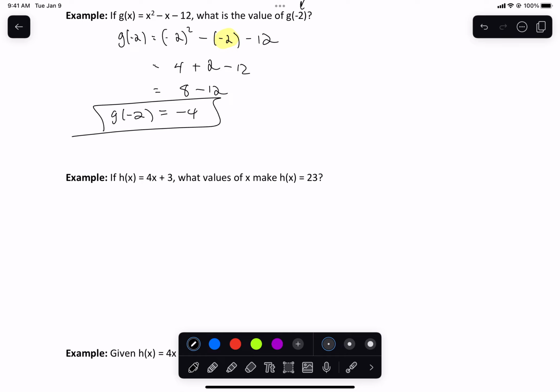What do we get? 6. That's 6. Yay! Having a hard time with basic math today. Hooray!